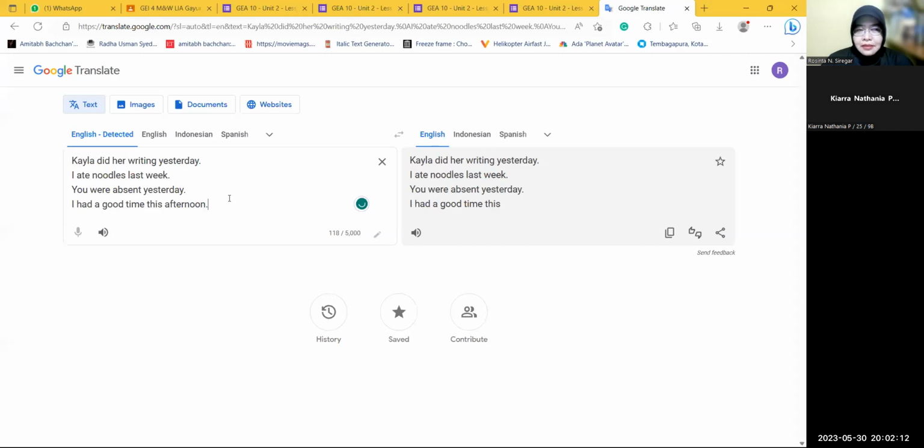So which one is the verb in the sentence? Is it this? No way, Kiara. A verb is an action word. Had is the verb. So what's the verb 3 of had? The verb 1 of have is have, and then verb 2 is had. What's the verb 3?